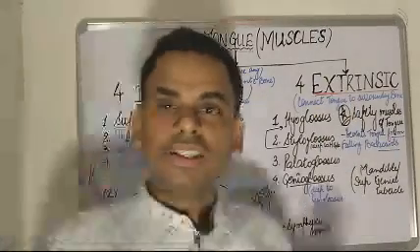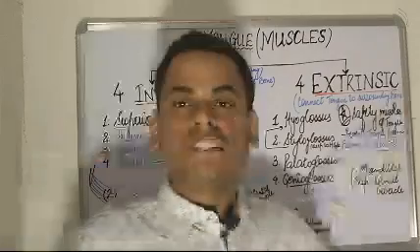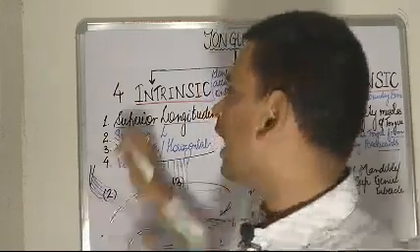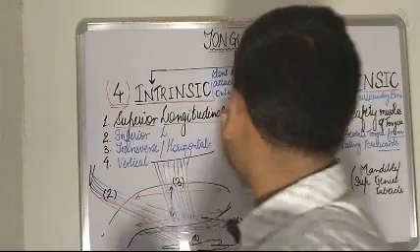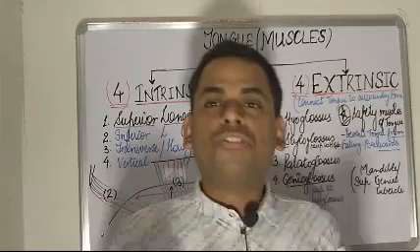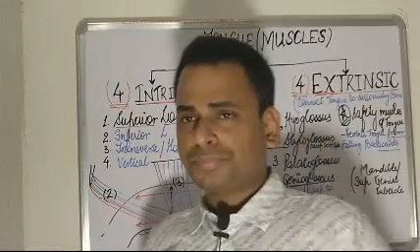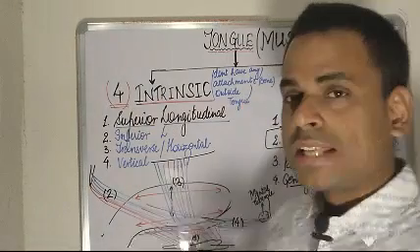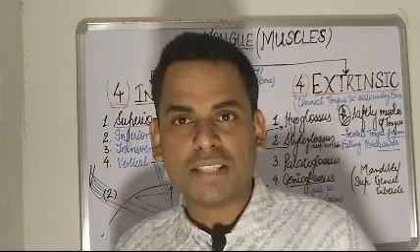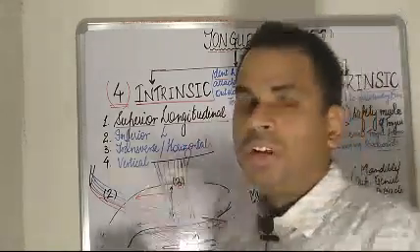The muscles of the tongue can be broadly divided into two: the intrinsic muscles and the extrinsic muscles. Both are four in number. So starting with the intrinsic muscles, as we can see, the name itself suggests they do not have any other attachments with the bone outside.